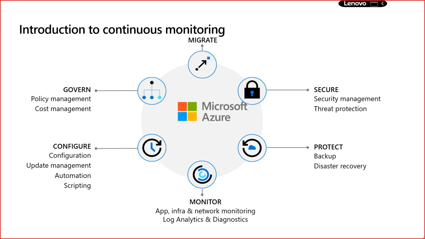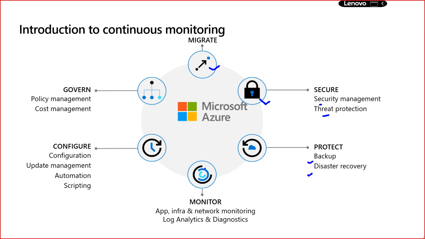We are going to talk about continuous monitoring. Monitoring is one of the important things. If you look at this diagram, we have Azure Migrate to migrate a product. We have security, so we can look at security threat management and security management. We can look at protection, like how to protect from disaster, how to back up your code, and how to replicate the code to the nearest environment. Those protect the environment using backup and disaster recovery.